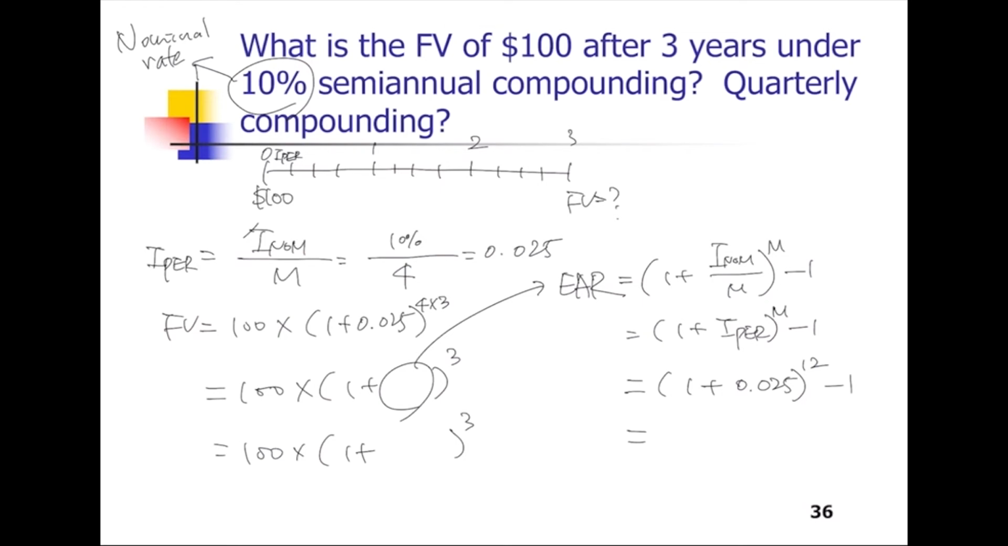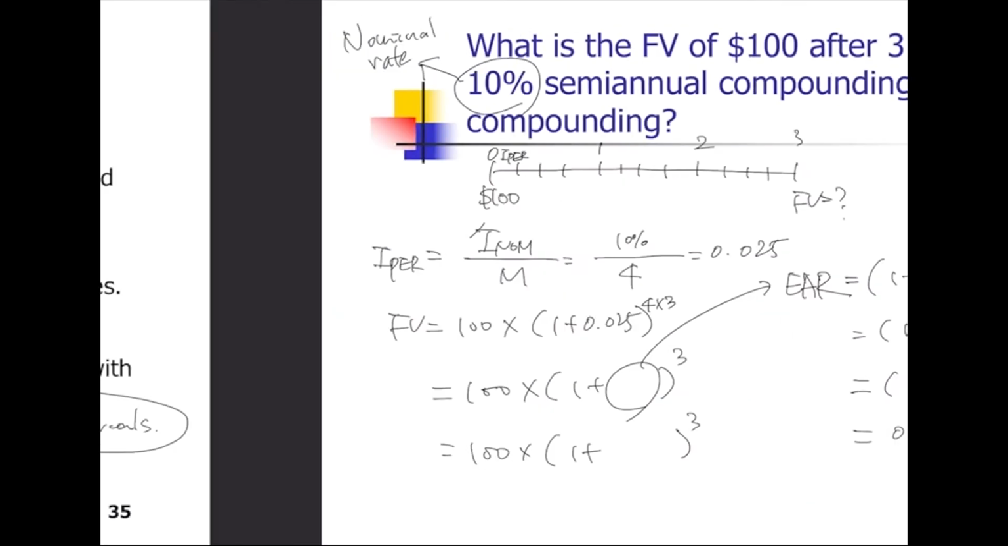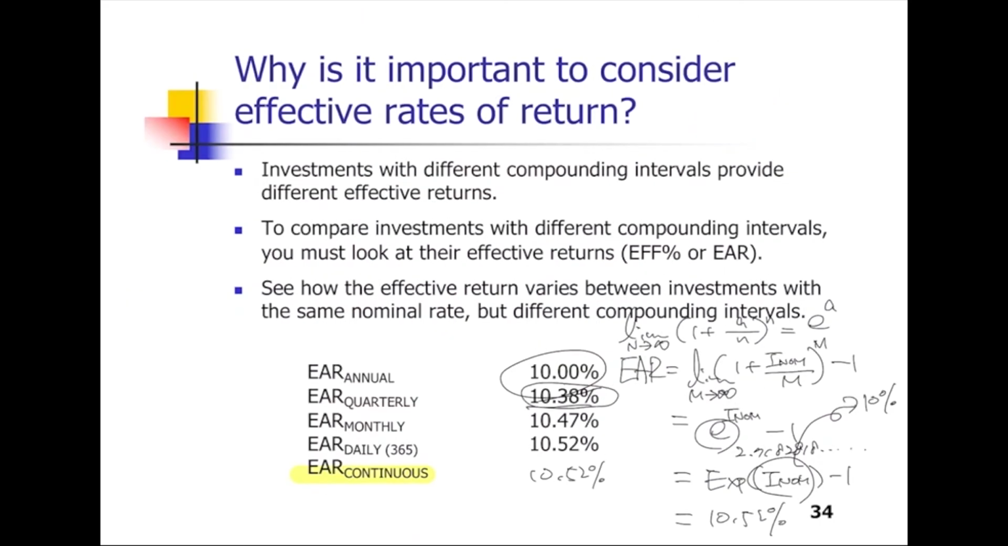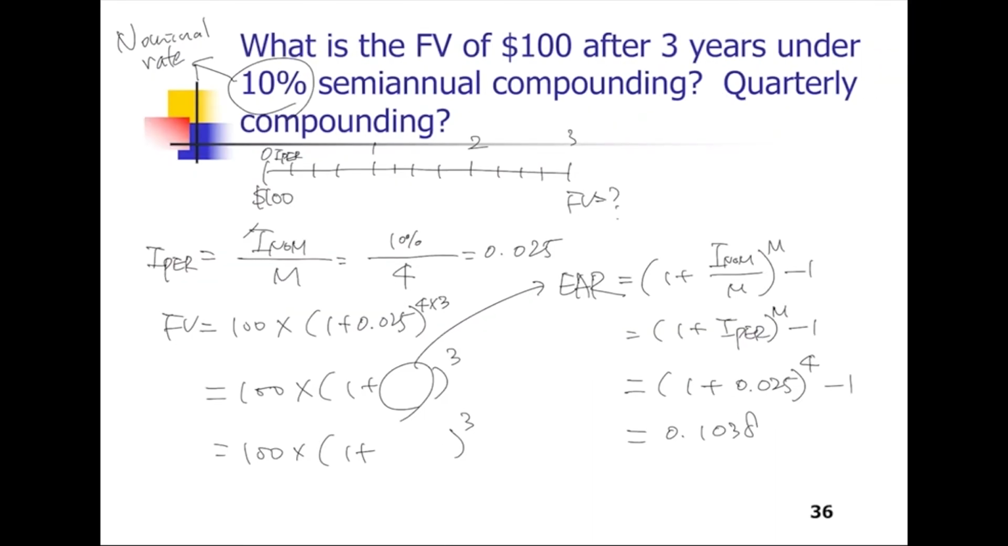Not 12. This is 4, right? Because the compounding interval in a year. So 4. So you get the number 0.1038, right? And it is the same as this number, right? Yeah, 10.38%. This is also 10.38% because we assume the same nominal rate, the 10%. So if you input this number here, you get the same result.